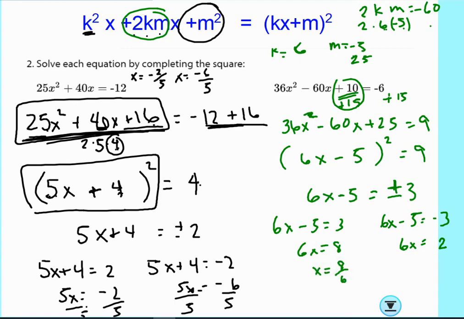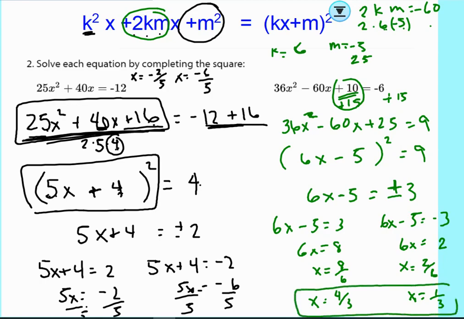8/6, that can simplify, and 2/6 can simplify as well. So what do we get? 4/3. If you want to write it as a decimal, I'd say a fraction is better. This was supposed to say 2/6. Okay, so that becomes 1/3. I prefer fraction to decimal in this case because the fraction is more exact. A decimal you would need to approximate. Okay, so those would be our two solutions.